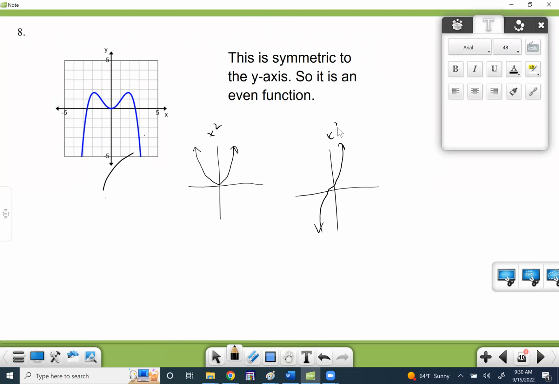Okay. And so notice what's true about even numbers. We have symmetric to the y. That's how I would remember come test day, because it's not me memorizing anything new. It's me taking stuff I already know and using that to get these answers, okay?